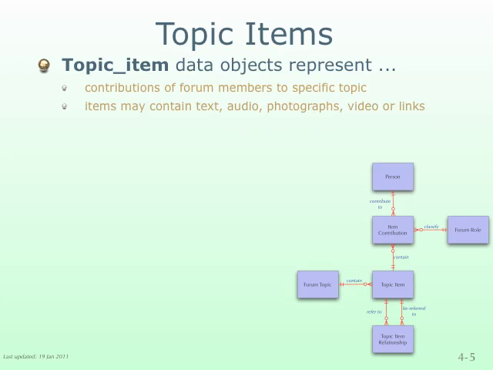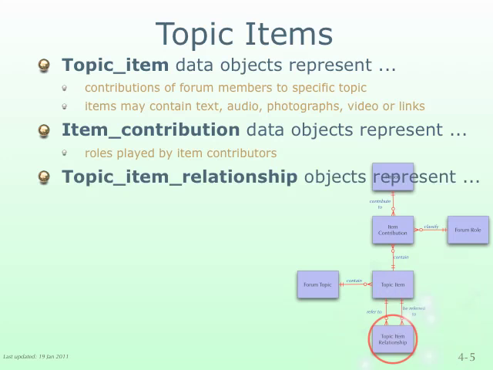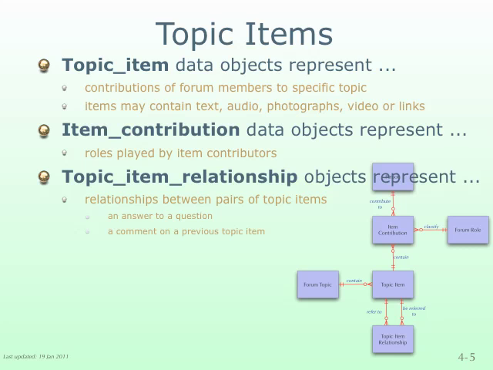And we need to define item contribution data objects, which represent the contributions that a particular forum member made to a specific topic item, such as author or responder or referrer. And topic item relationship data objects, which represent the relationships that might exist between a pair of topic items, such as an answer to a question or a comment on a previous item.